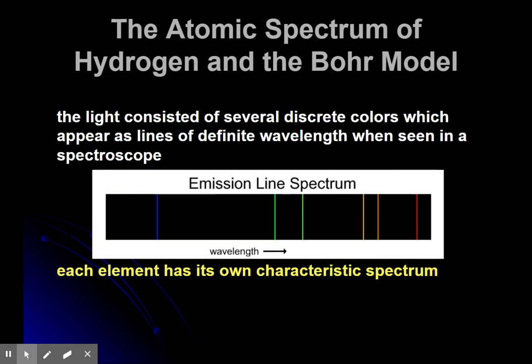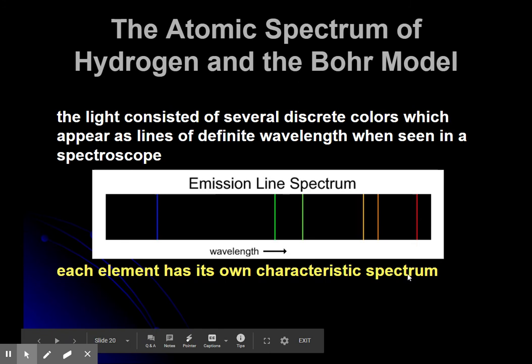Now, this isn't hydrogen. This is another element. I'll show you hydrogen in just a minute. But it's going to be pretty much black, and all you see are discrete lines of definite wavelength. So that means you've got lines of different colors there, and different colors have different wavelengths. And when he looked at hydrogen versus helium versus lithium versus boron, he found that they were all different. And so each element has its own characteristic spectrum.